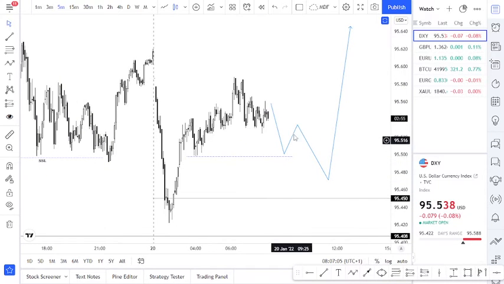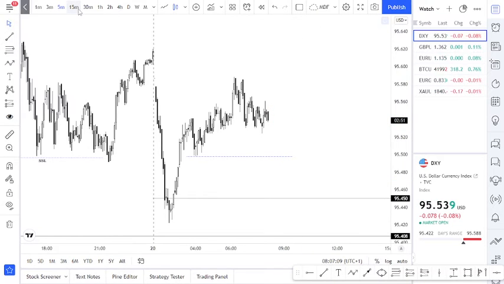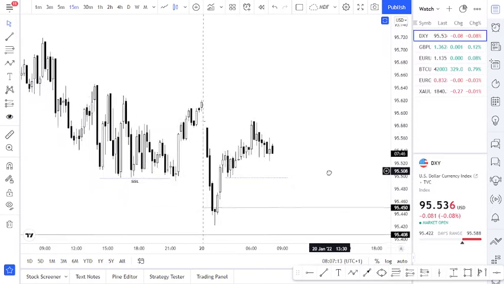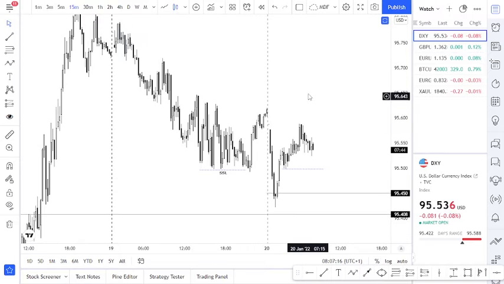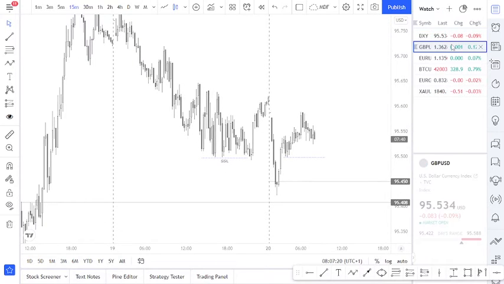I want to see something of this nature by 9 a.m. That's what I'll be looking out for on dollar index. Owing to the fact that this is what we'll be looking at, we're expecting bullish dollar index today. So now let's look at GBPUSD and EURUSD.